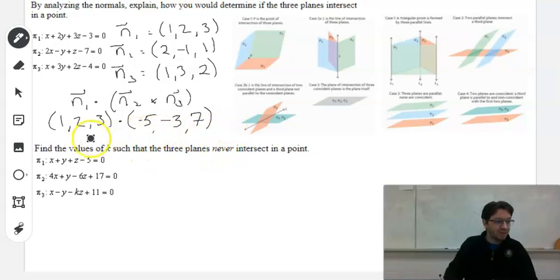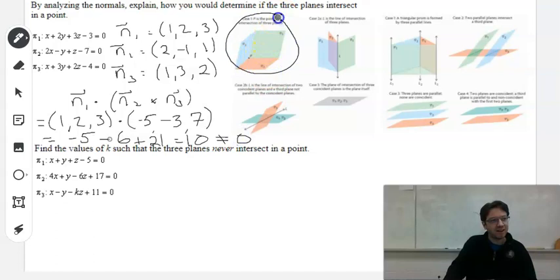7. Okay? And then we do the dot product. So that gives us 1 times negative 5 is negative 5. Negative 3 times 2, minus 6. And 7 times 3, plus 21, which equals 10, which does not equal 0. Therefore, they intersect in a point.